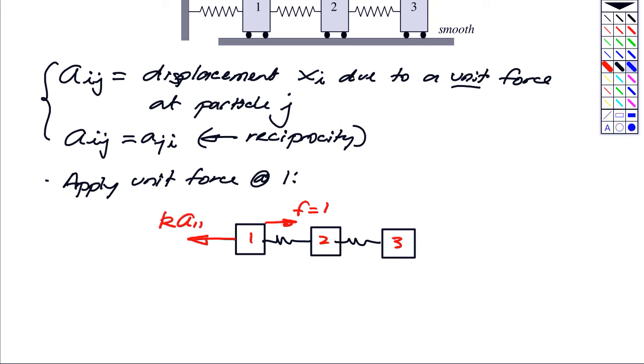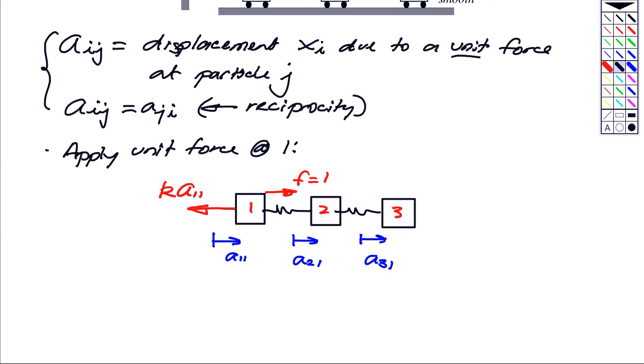Keeping in mind that our notation is that this will be the displacement of 1 due to the force at 1, displacement 2 due to the force at 1, and displacement 3 due to the force at 1. So right away from here, we can see that A11 and A21 and A31 are the same. All 3 move the same. This is not reciprocity, that's just the way that the system moves.